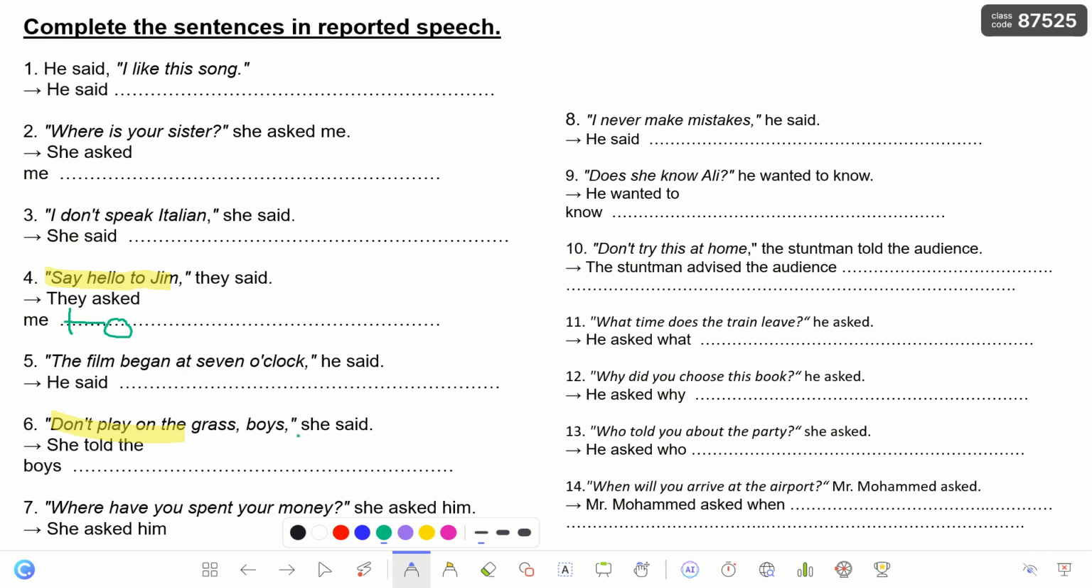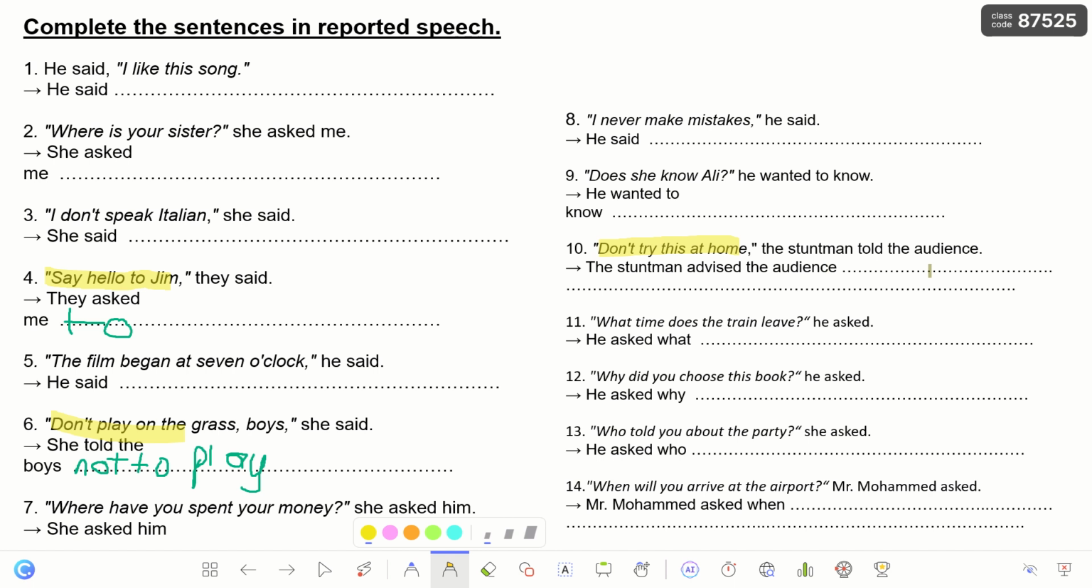Don't play on the grass, boys, she said. So she told the boys not. If I have a negative, I start with not to play. She told the boys not to play. Please focus on these orders and imperative sentences. Okay, do I have any other here? Don't try this at home.